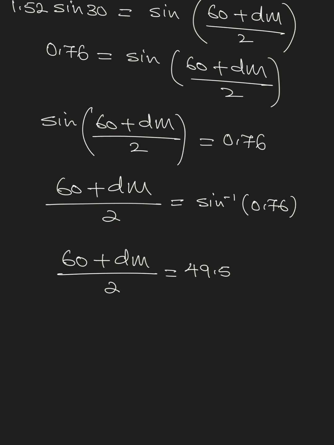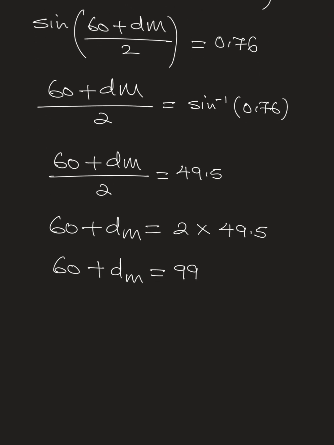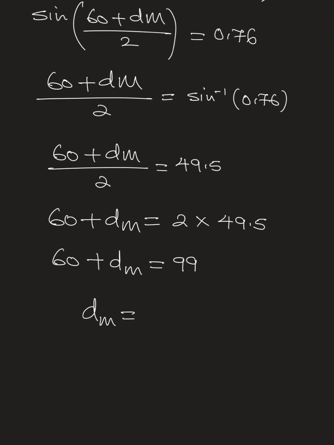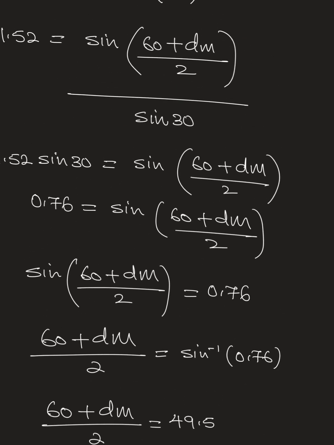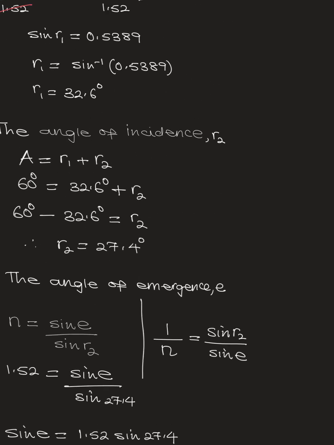So if I cross multiply, I will have 60 plus dm is equal to 2 times 49.5. 60 plus dm is equal to 2 times 49.5 is 99. So we can say dm is equal to 99 minus 60. dm is equal to 39.0 degrees. So that is the minimum deviation. Moving on to the final question.